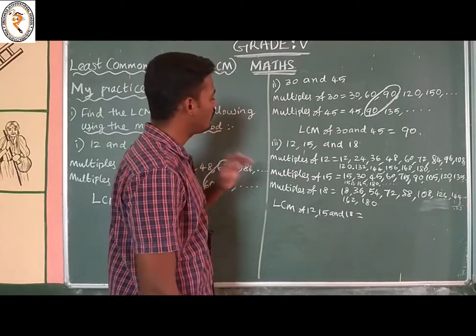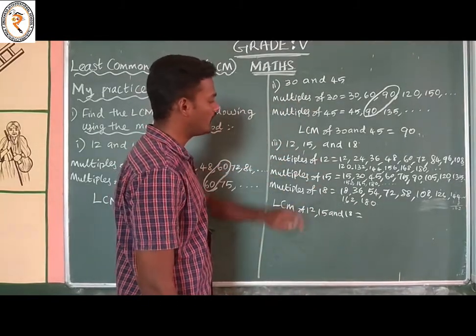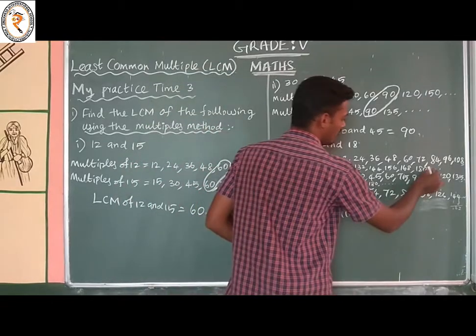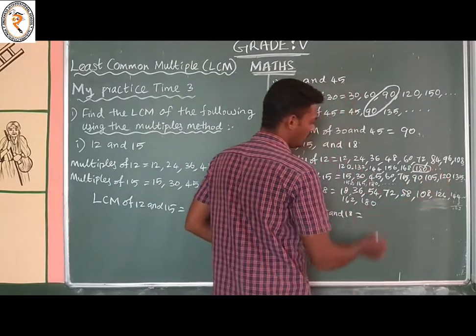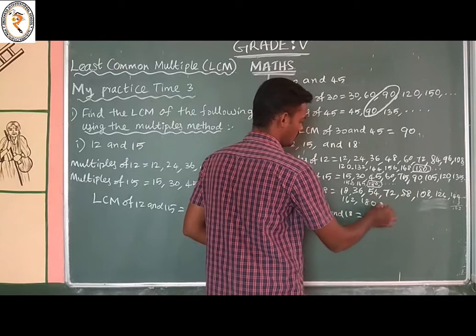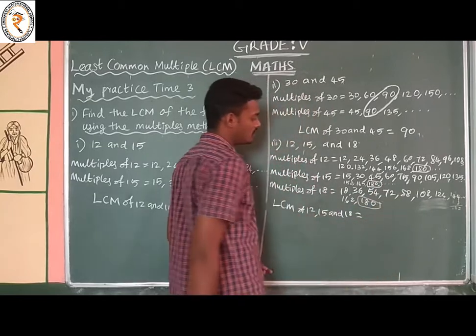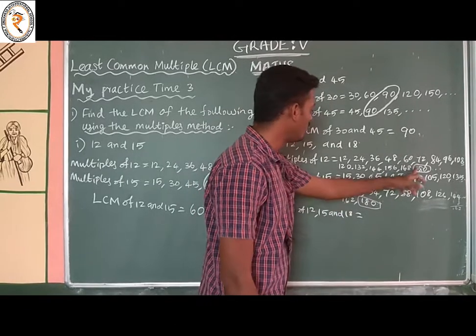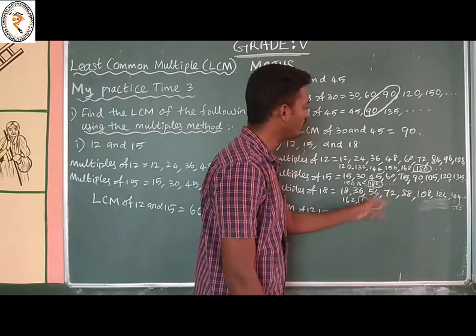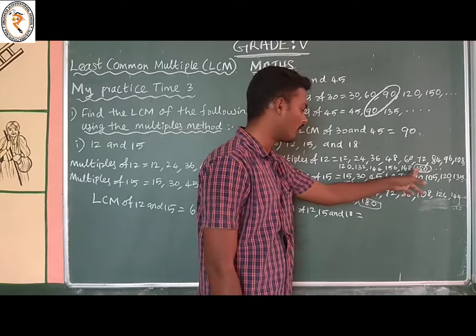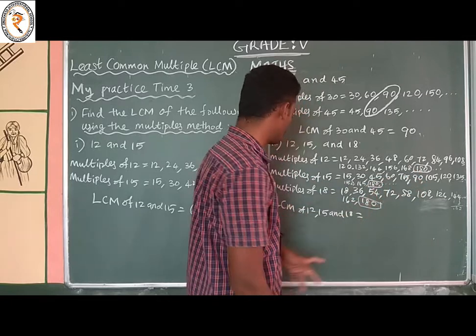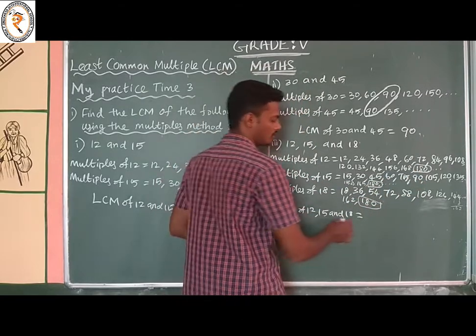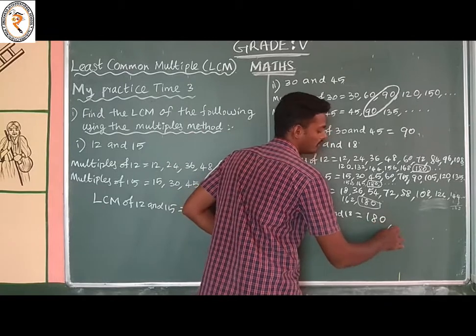Comparing the multiples of 12, 15 and 18, the common multiple of the three numbers is 180. The first common multiple is 180. Therefore, the least common multiple is equal to 180.